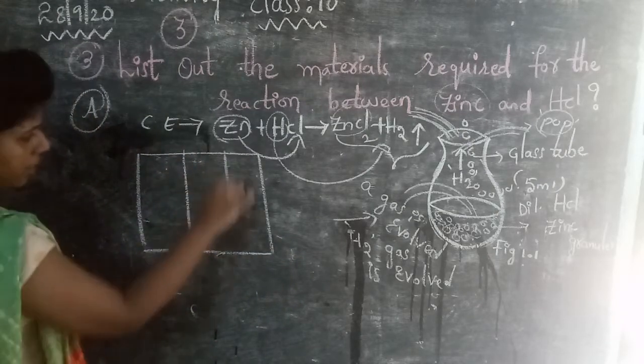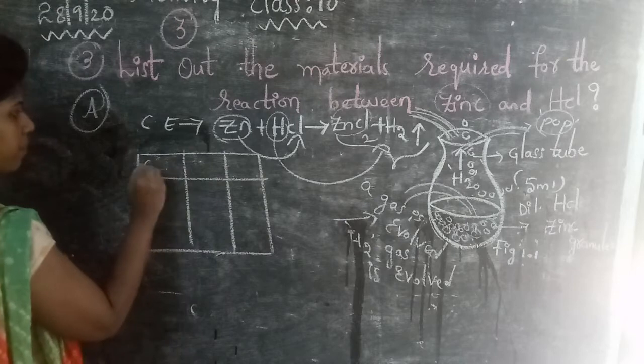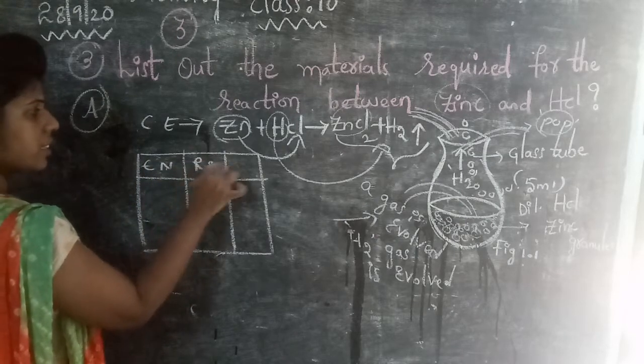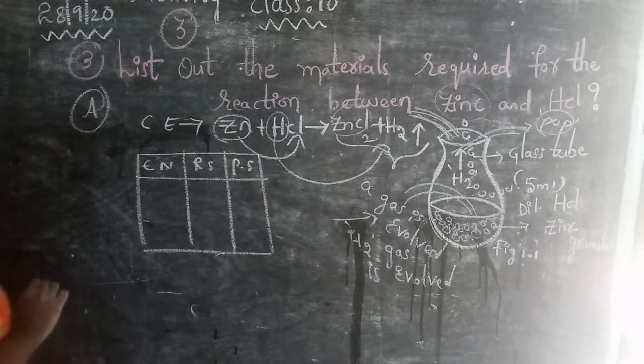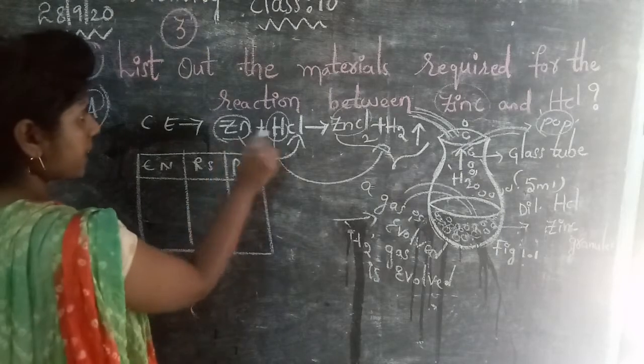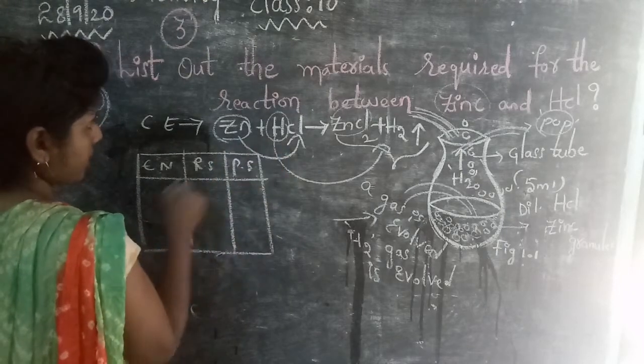Now once again you have to draw this tabular column. To draw this tabular column, what do we require here? Element name, reactant side, product side. So check it. What are the elements present near the reactants? You have to write it. First one is zinc.